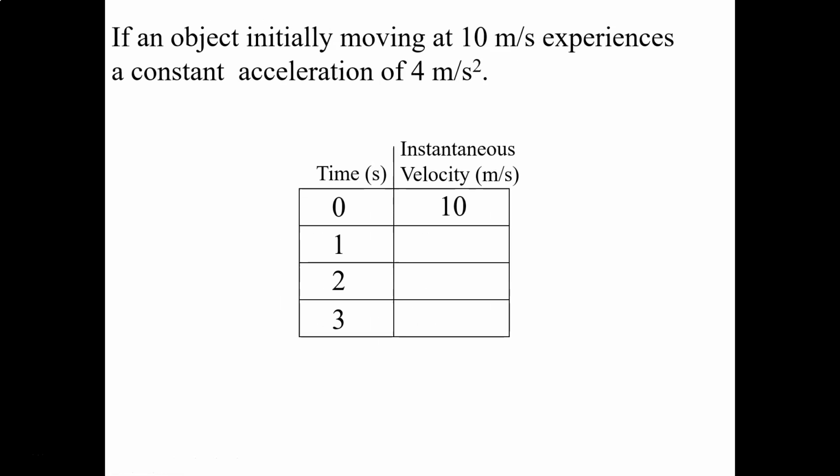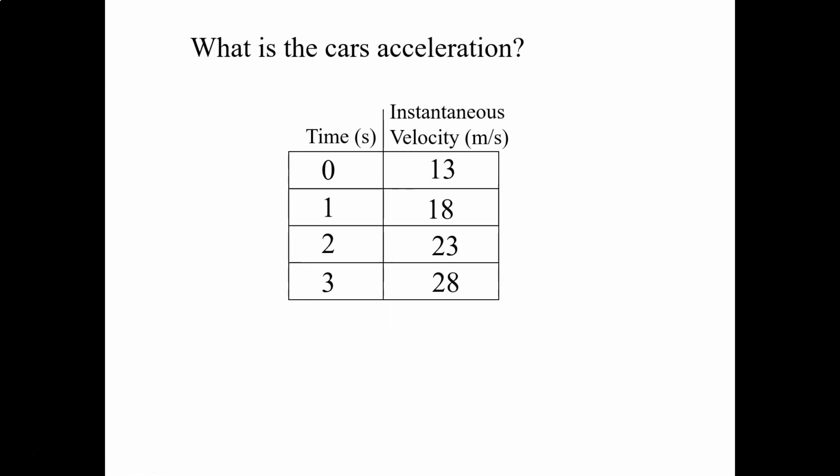Okay, let's say that I was originally moving at 10 meters per second, and now my acceleration is 4 meters per second squared. Well, after 1 second, I'd be moving at 14, and then I'd be moving at 18, and then I'd be moving at 22. Okay, so nothing too complex here.